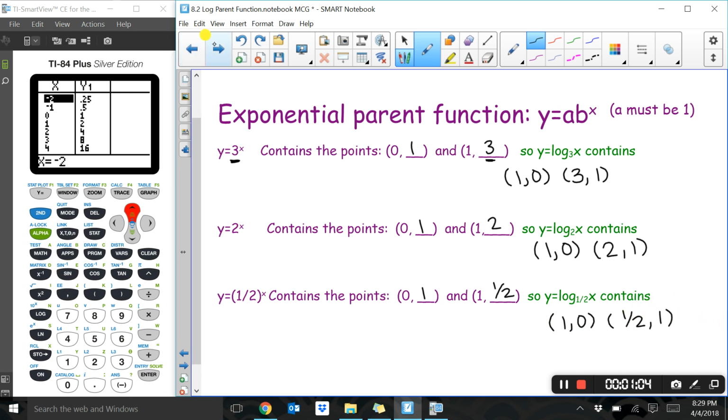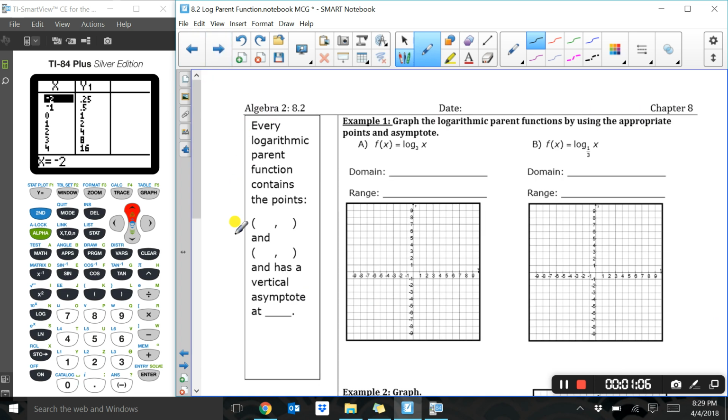So if you flip to the second page of your notes, you'll see this column, and it says every log parent function contains the points 1 comma 0 and the base comma 1. And it also has a vertical asymptote at x equals 0. So if you want log in your calculator, this would be a good thing to write down.